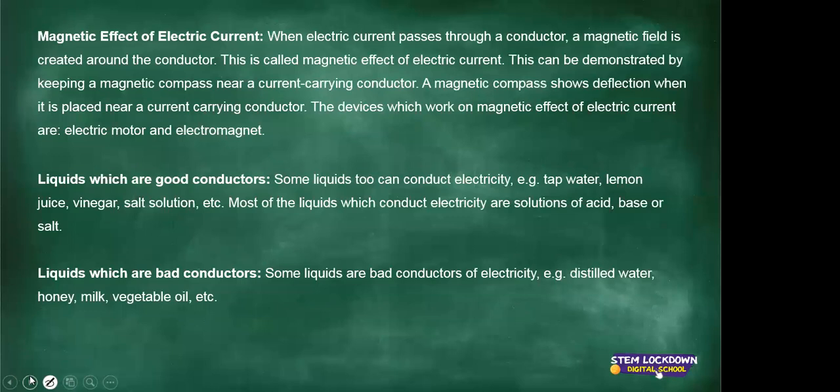So now we'll also do the magnetic effect of electric currents. When an electric current passes through a conductor, a magnetic field is created around the conductor. This is called the magnetic effect of an electric current, and it can be demonstrated by keeping a magnetic compass near a current carrying conductor.